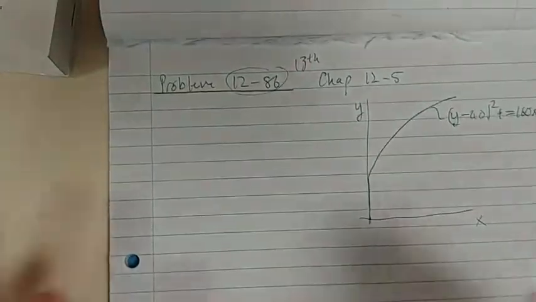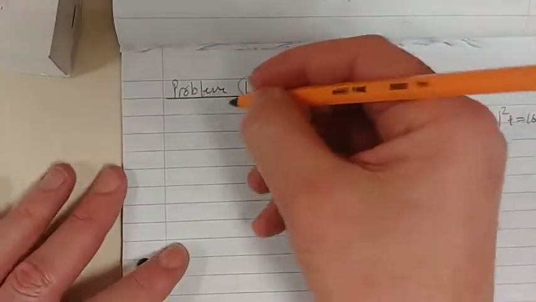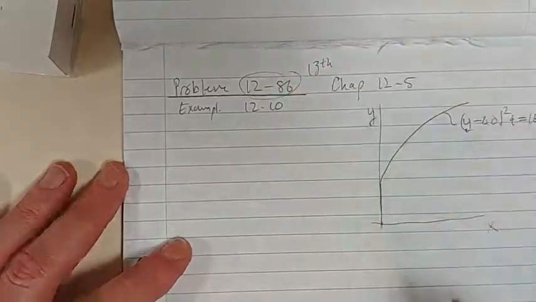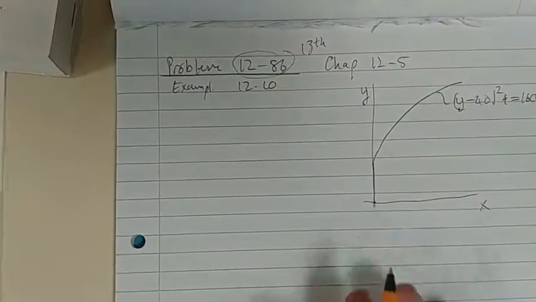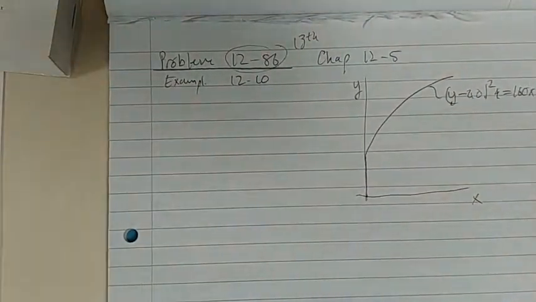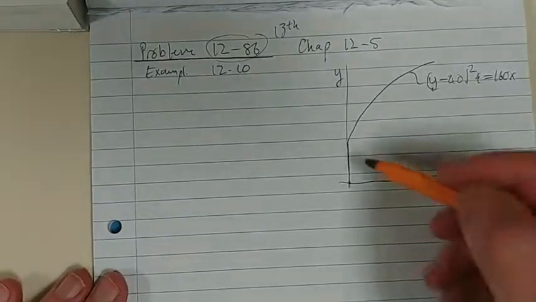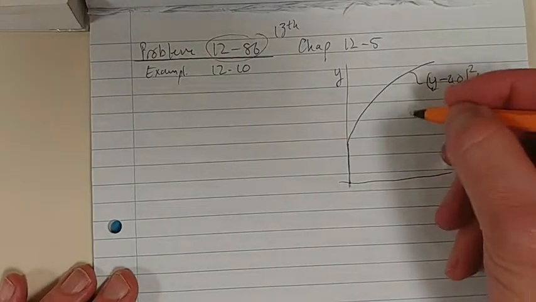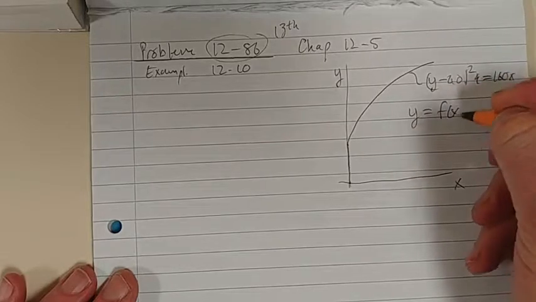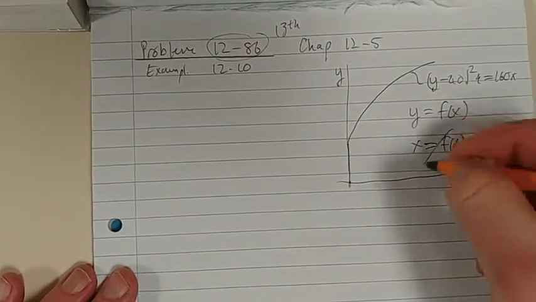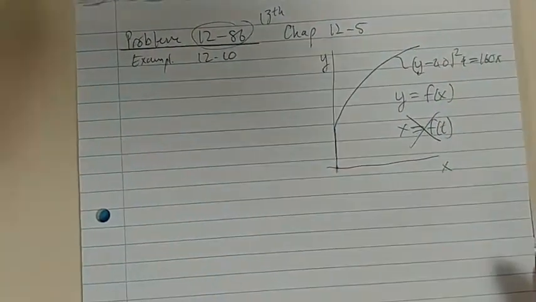Okay, so this problem, if you go back to example 12-10, if you can do example 12-10, this is exactly the same. So what do we notice here? We've got y basically as a function of x. We've got no x as a function of time data, no information.